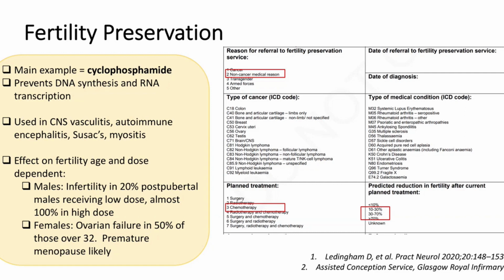This is a picture that I've taken as a screenshot from the form that we can access from the assisted conception service at Glasgow Royal, if we wish to refer someone for fertility preservation in preparation for cyclophosphamide. I've highlighted the reasons that we would indicate on this form. In these neurological conditions, it would be a non-cancer medical reason, usually in the context of chemotherapy for cyclophosphamide, with the predicted reduction in fertility after treatment being between 20 and 100%. Next slide.